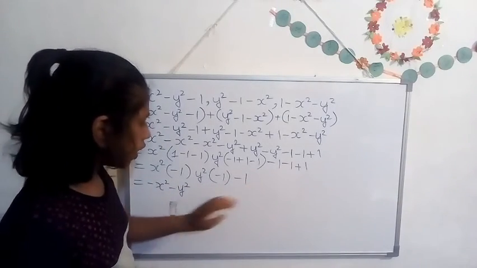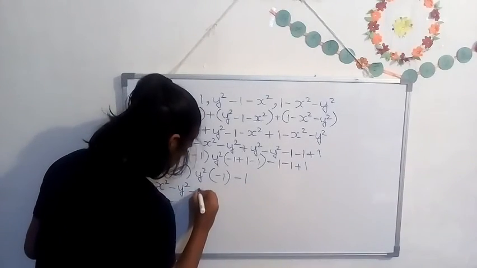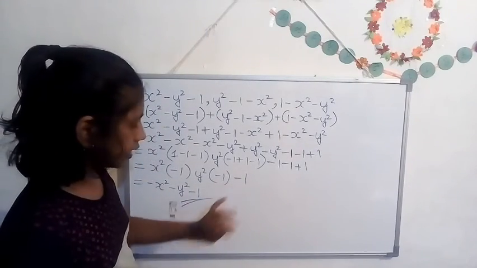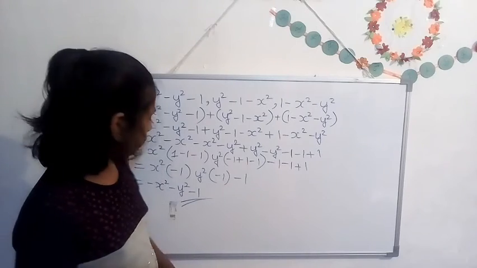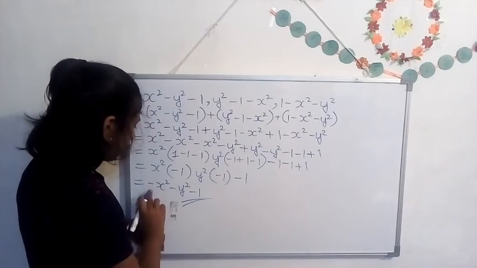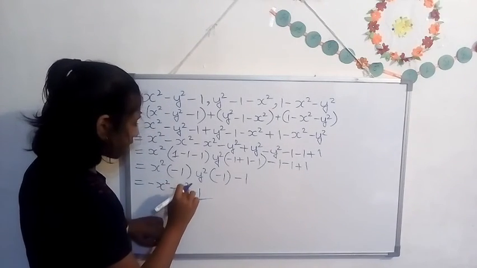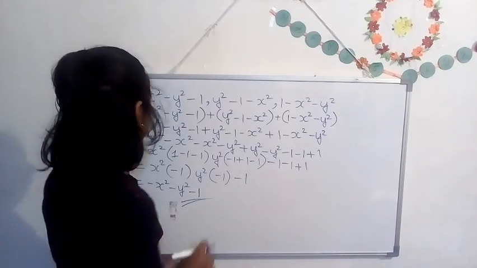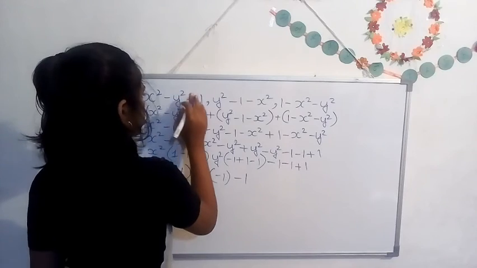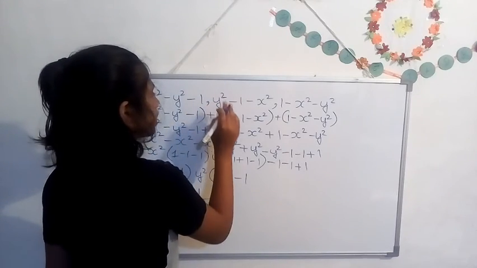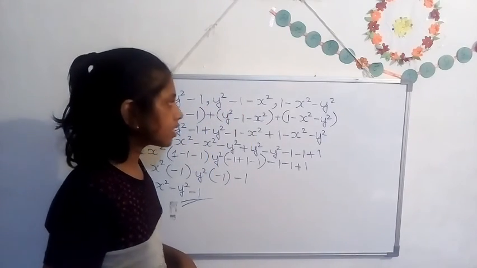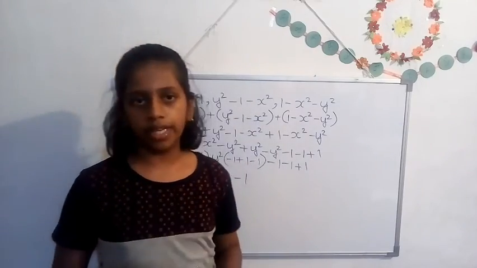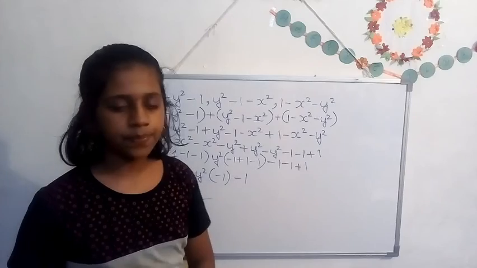Here, minus 1 is there. We should write it as minus 1 as it is, because it does not contain any variables. So the answer is minus x square minus y square and minus 1. So this is the answer for the question. X square minus y square minus 1, or y square minus 1 minus x square, or 1 minus x square minus y square. So this is the answer.